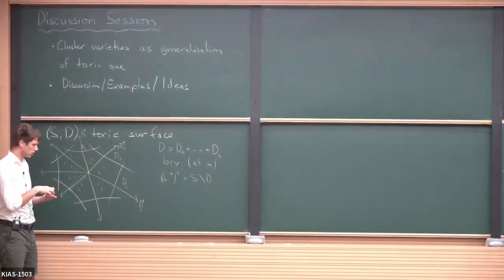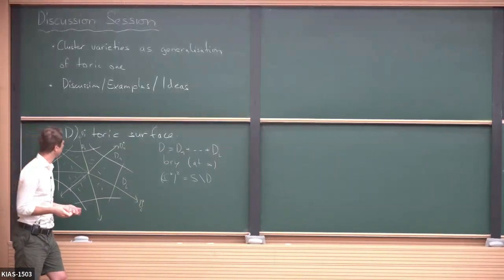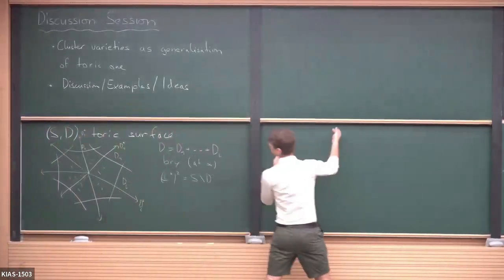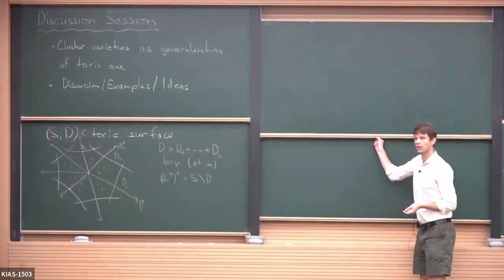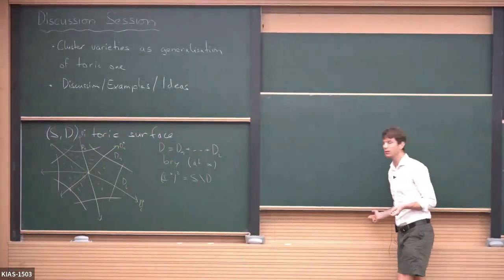Then we saw that we can look at some curves inside our toric surface, and we can take their tropicalization.